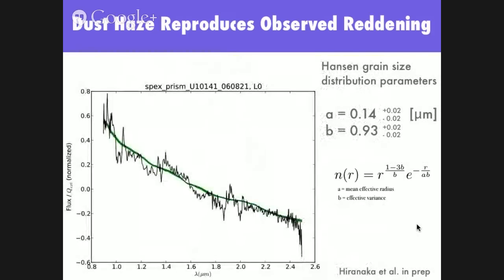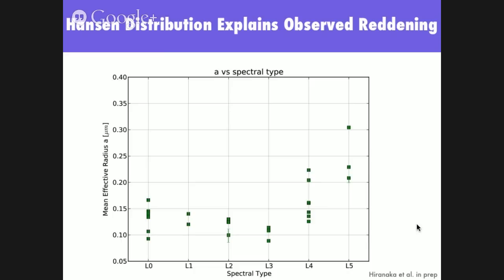And this MCMC result looks like this. So the black is the same observed reddening that I showed a few slides ago, and the green is the MCMC result, and the green line fits the observed reddening beautifully. So the dust haze can explain the observed reddening. So I applied this method to 25 low gravity objects from Cruz 2009, and these are the results.